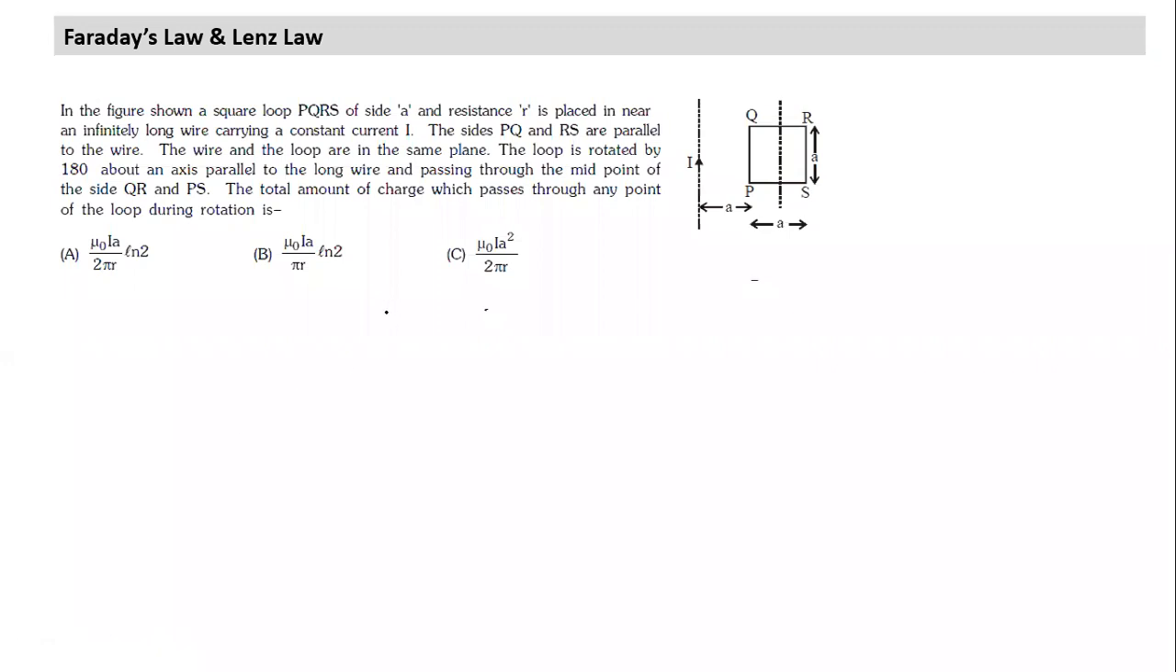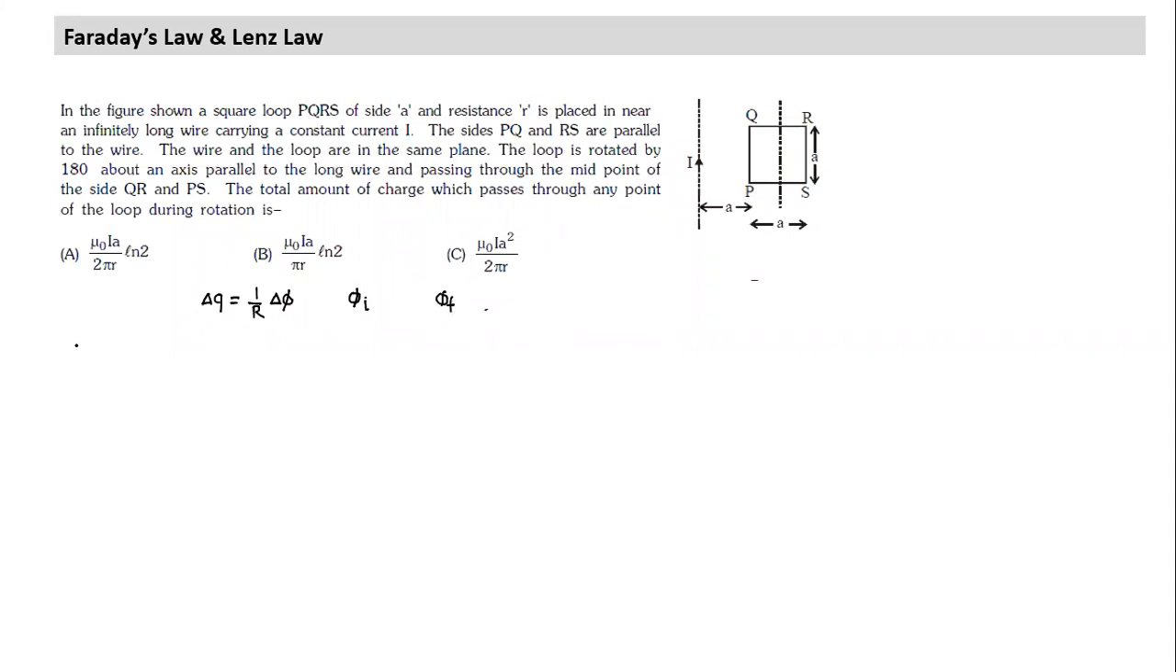Okay, let's see. How do we approach this question? What is the total amount of charge that will pass through? It will be equal to 1 by R into the change of flux. It doesn't matter how much time it has taken for the flux to change. Change of flux is the difference between the final flux and the initial flux.